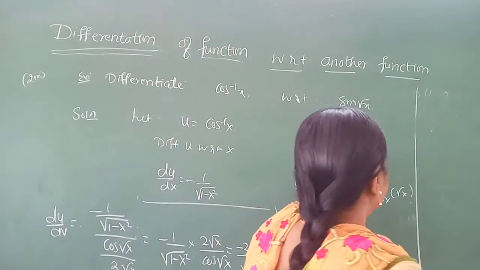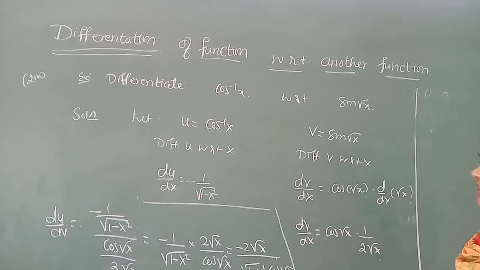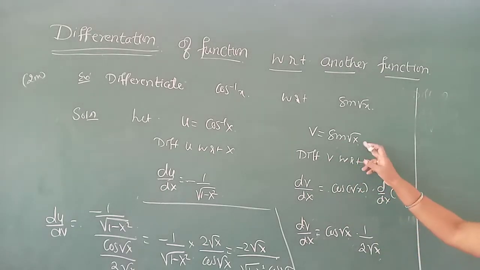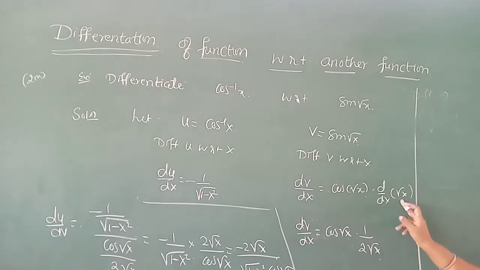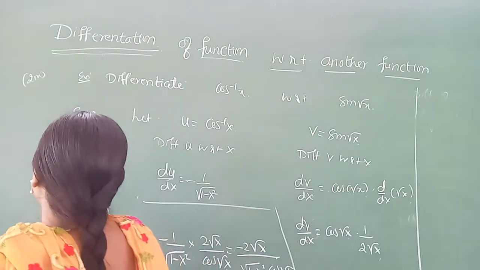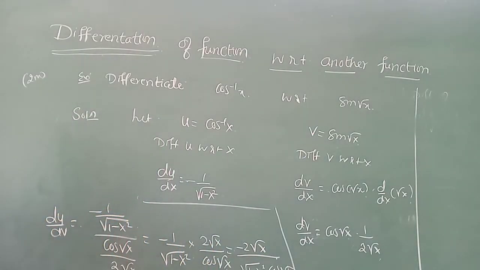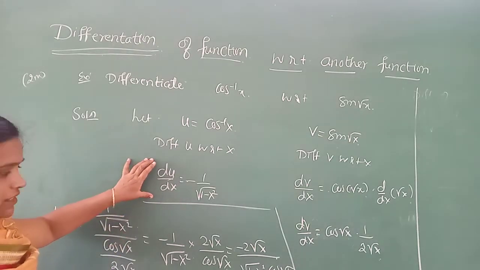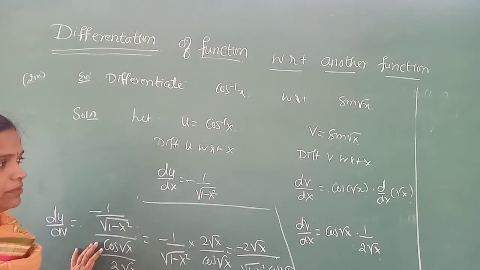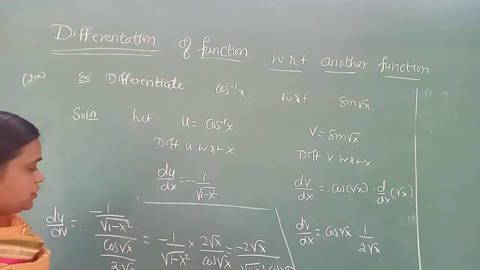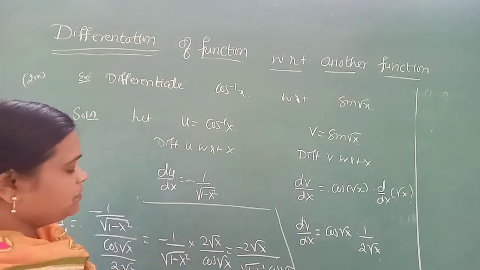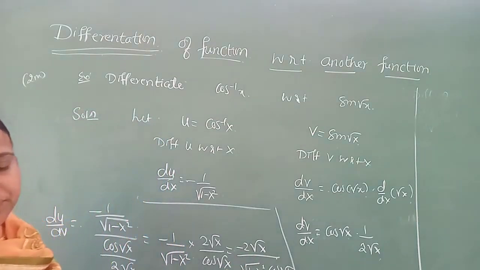Next, it is a function of function. First differentiation is sin, differentiation is cos root x, and since it is a function of function, we therefore differentiate root x. Root x differentiation is 1 by 2 root x. Next, we are doing the differentiation of u with respect to v. Therefore, we write minus 1 by root of 1 minus x square, meaning du by dx divided by dv by dx. dv by dx is cos root x by root x. Simplify and get the answer.